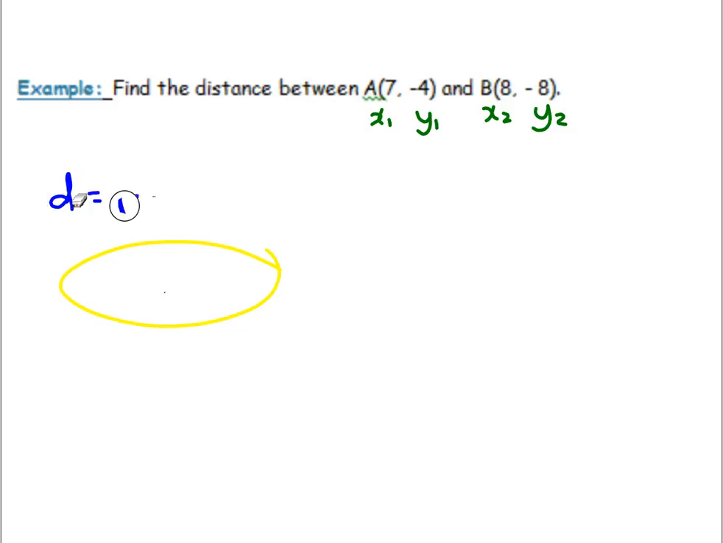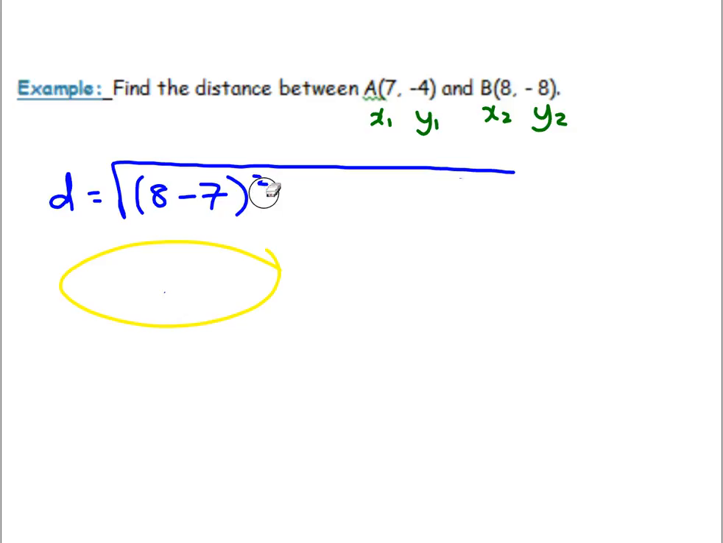So I'll just work it out quickly then, because you've had a few examples by now. Try plugging it in yourself, which hopefully you've done, and hopefully you wrote exactly this. 8 subtract 7 is x2 minus x1, and then negative 8 subtract negative 4 is y2 minus y1, all squared. And what do we get? Write your unrounded answer, and hopefully your rounded answer was 4.12. If you're finding it annoying not writing anything, you can always write the word units.